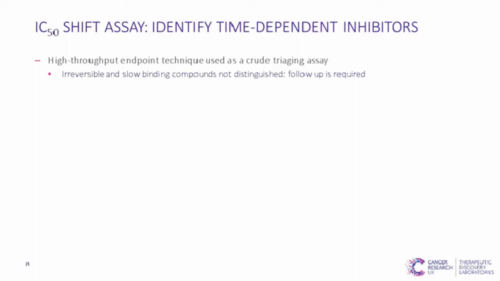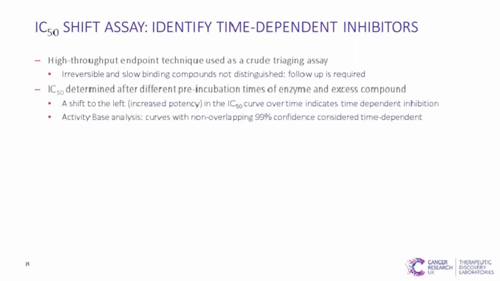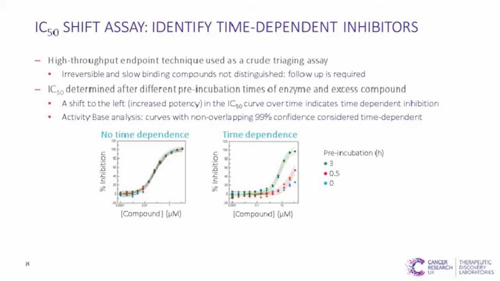The aim of this assay is to identify time-dependent inhibitors. As I mentioned earlier, it's quite a crude assay, but it's also high throughput, and it doesn't distinguish between irreversible and slow-binding compounds, and so follow-up is definitely required. The principle of this assay is to determine the IC50 after different pre-incubation times of enzyme and excess compound. A shift to the left of the IC50 curves over time indicates time-dependent inhibition.